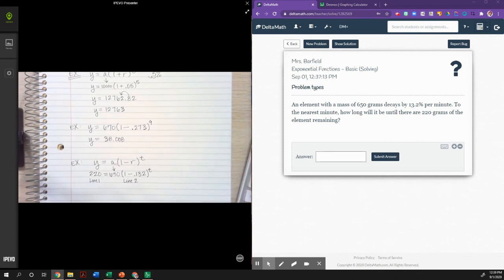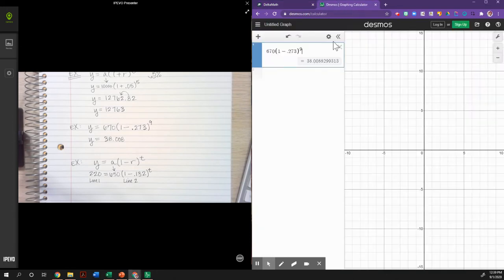So if I switch over here, there's my mouse. I get y equals 220, and then y equals 650 parentheses 1 minus 0.132 parentheses exponent. Now, Desmos doesn't like me to use variables other than x and y, so instead of t, I'm going to use x.